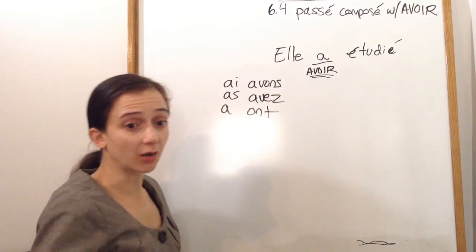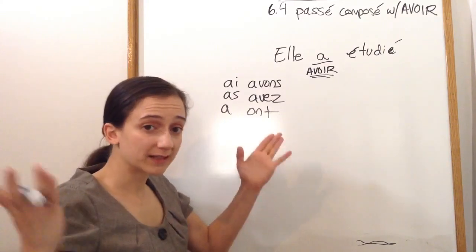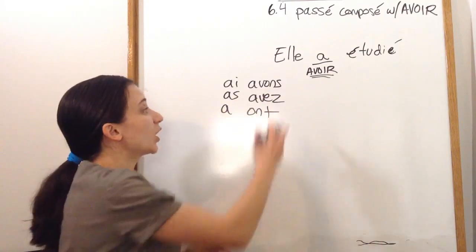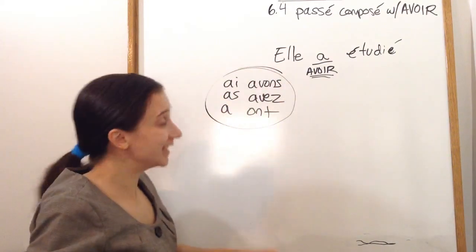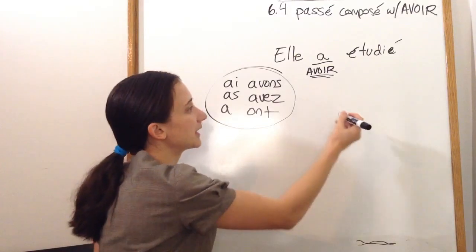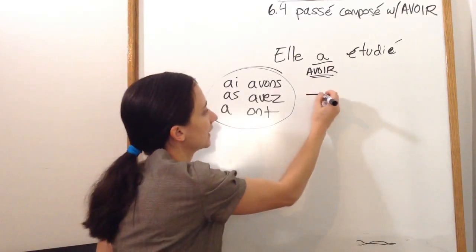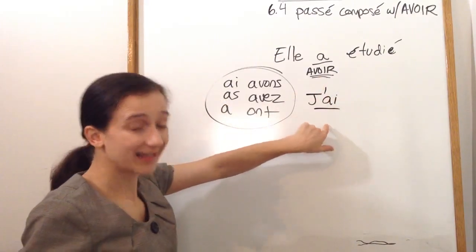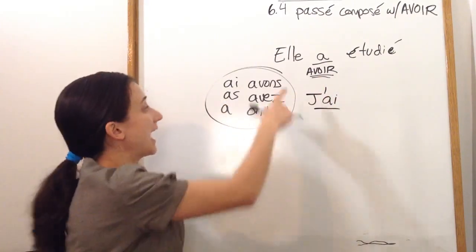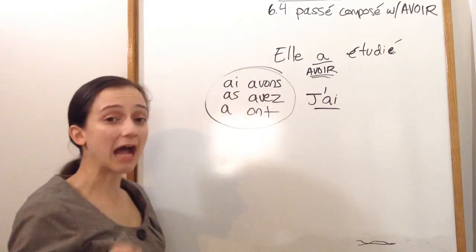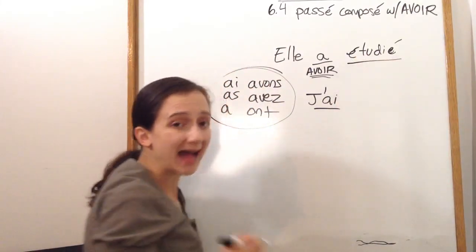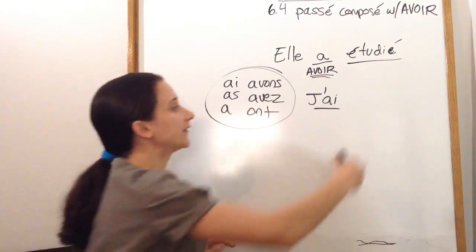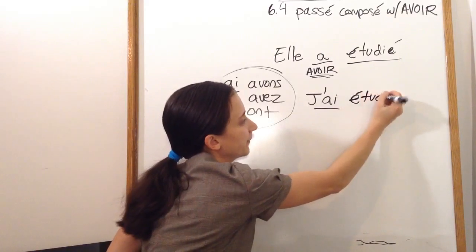Okay. So, how do we make this sentence in the past tense? Actually it's very easy, because the only verb that you need to conjugate is avoir. Let's start with I studied. J'ai. We have avoir in the present tense. I have. Now we need to add the past participle, which in English is studied. I have studied.